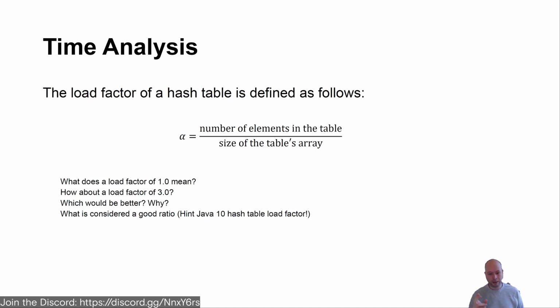Anyways, so alpha, the load factor, is equivalent to the number of elements in a table divided by the size of the table. So that's essentially just what's the percentage of memory that we're using. So I'll let you take a moment to think about what these questions are. What does a load factor of 1 mean? What is a load factor of 3? Which would be better? And what do you think would be a good ratio? So I'll let you think about that before I answer them.